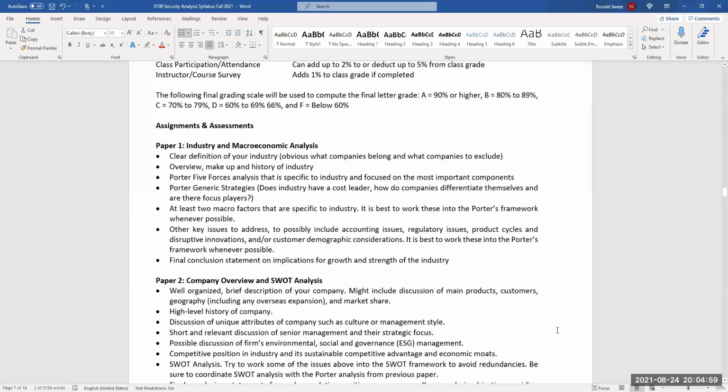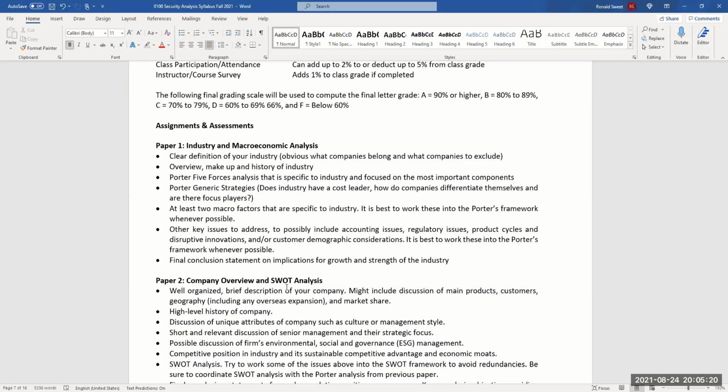All right, I don't see any questions. I don't see anything on the chat. So I actually have a question. You might have already touched on this, but do these papers all have the same requirement length, by words or pages? Oh, I never give a length requirement.